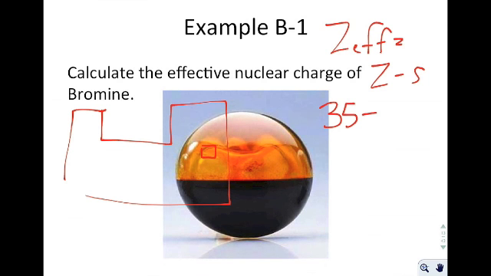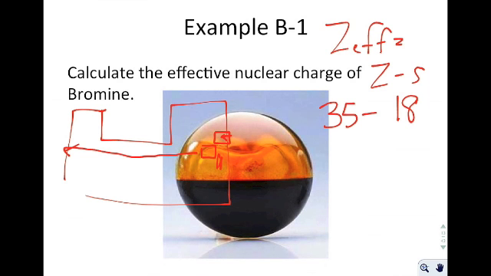So now what you need to do, in order to figure out the number of shielding electrons, is go backwards until you get to a noble gas. The noble gas related to bromine would be argon. It's not krypton. Even though krypton's right next to it, you have to go left. Argon has 18 electrons.